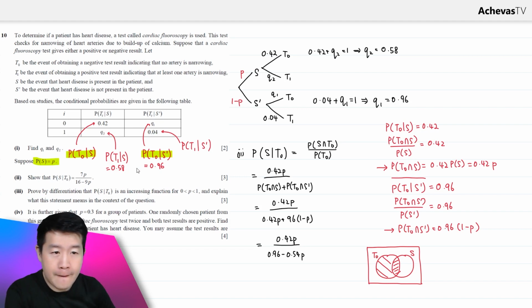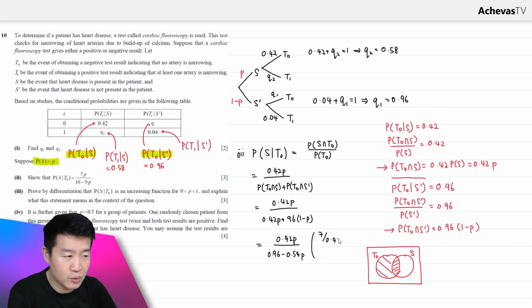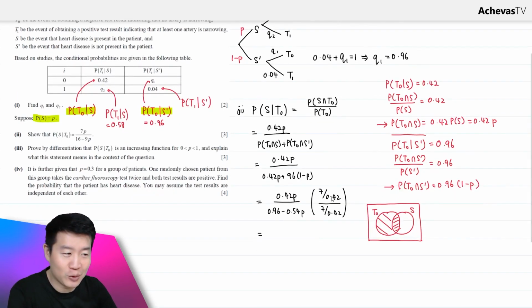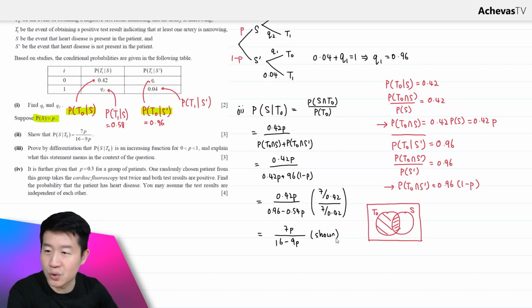Then from here, we are supposed to prove that it is 7p divided by 16 minus 9p. So I'm just going to try to see whether I can immediately manipulate this to 7p by multiplying by 7 over 0.42, divided by 7 over 0.42. This will just make it fast. If I'm correct, I should be able to get this number. If you take this multiplied by this, we will definitely get 7p. And if you take this multiplied by this, you will indeed get 16 minus 9p, which is what the question wants you to show.